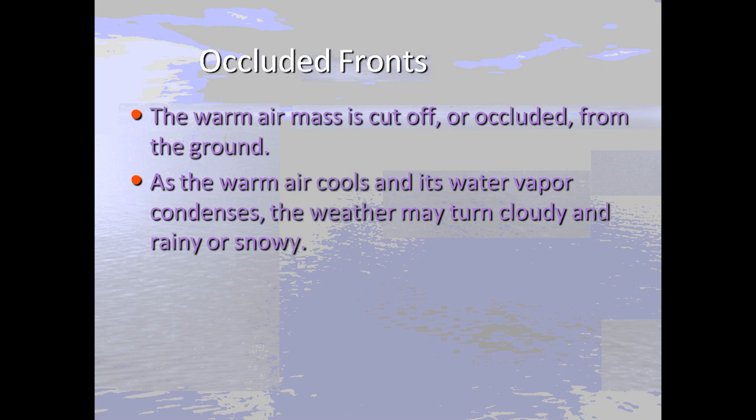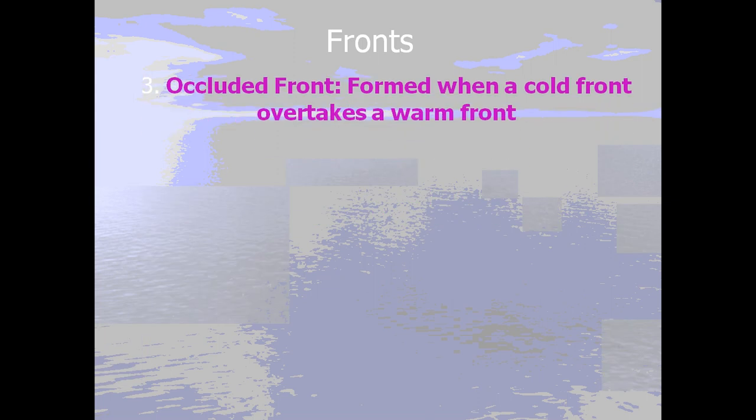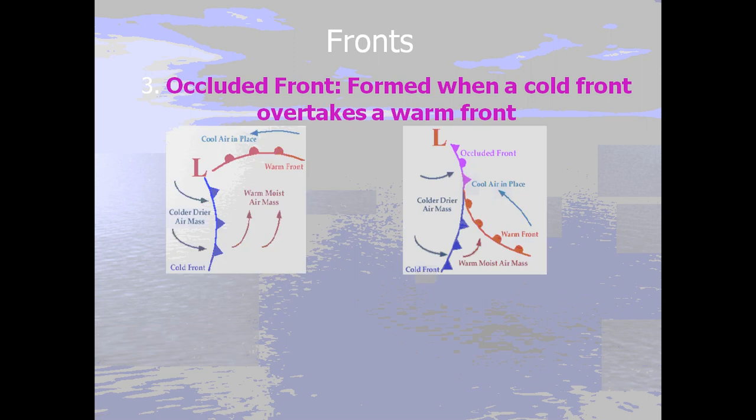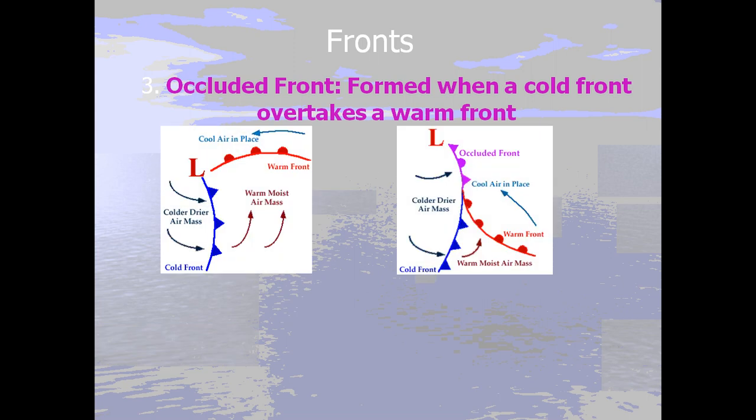As the warm air cools and its water vapor condenses, the weather may turn cloudy and rainy or snowy. Now, to shorten this definition, we're going to define it as being formed when a cold front overtakes a warm front. So that's the shortened definition of it. And these images give you a better depiction of what that looks like on the map. Notice the purple one is the occluded front, and basically it looks like a combination of the red and blue fronts from the cold and the warm front. So that's what the occluded front looks like. And it points in the direction of where it's happening.